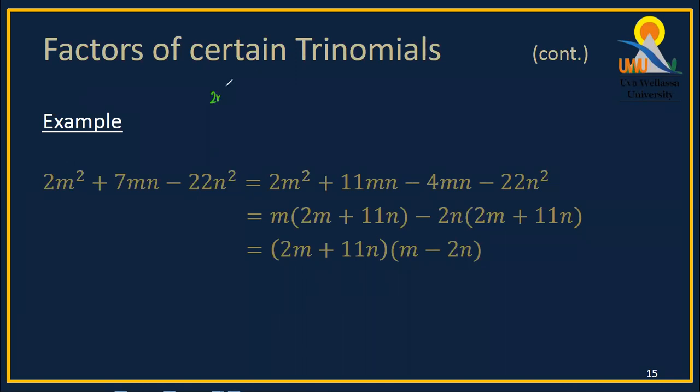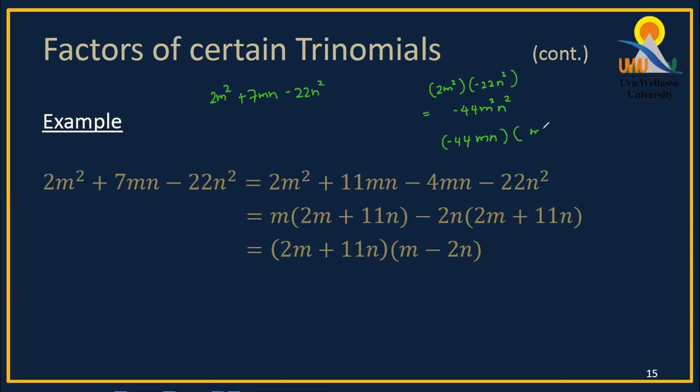It is 2 m squared plus 7 mn minus 22 n squared. Then we will multiply 2 m squared with minus 22 n squared. This results in the value minus 44 m squared n squared. Now we have to break this down into a set of factors. 44 can be considered as minus 44, and here we are taking 1 m here and 1 n here. It is because in the other factor also we should have these letters.